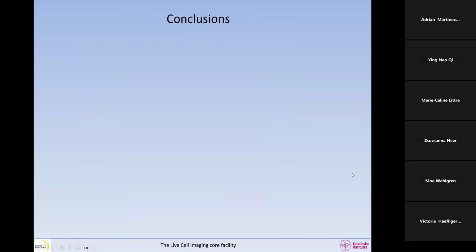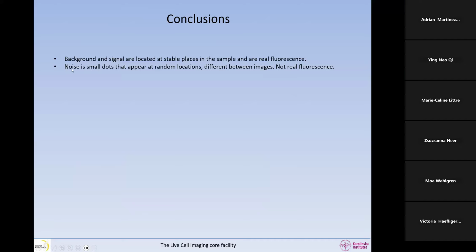I'm good. So in conclusion, for this little lecture, we have background and signal that are located at stable places in the sample, and these are real fluorescence. So background is real fluorescence, it's just what we don't want, and signal is what we want. Noise, however, is very different. It looks like small dots that appear at random locations and are different between different images. This is not real fluorescence. This is the intensity of the image changing because of basically the imaging process.